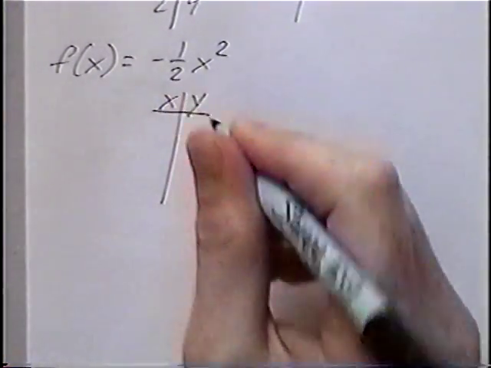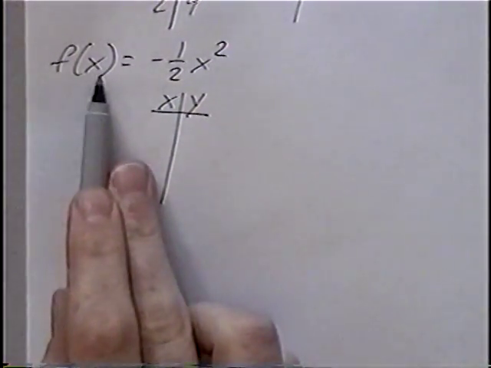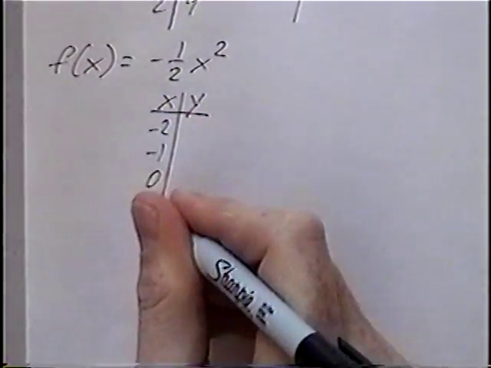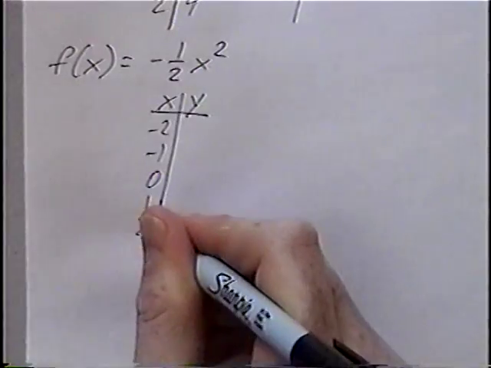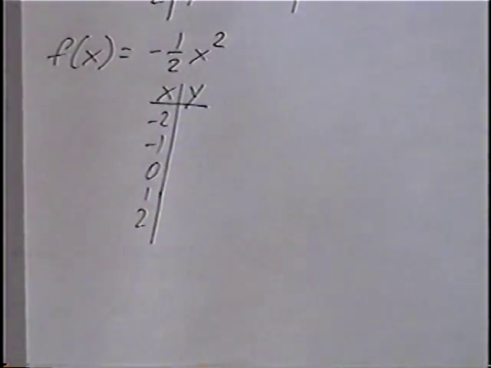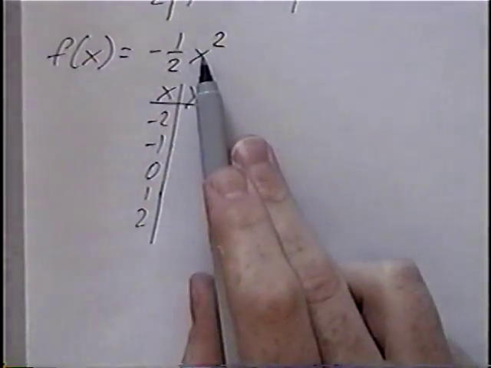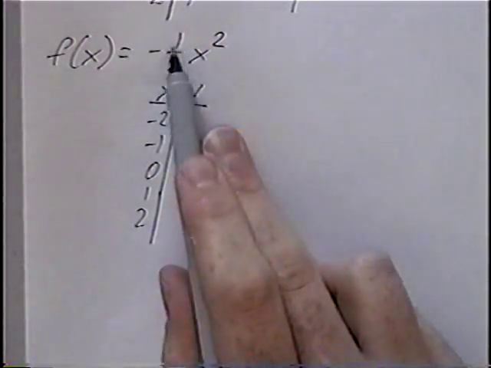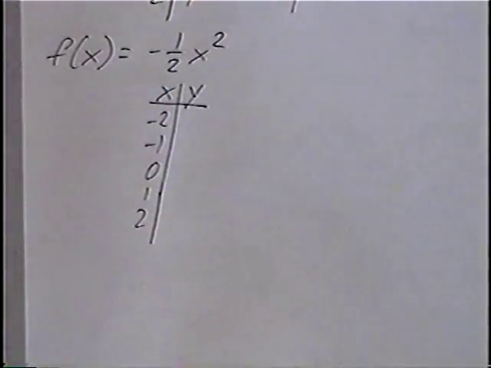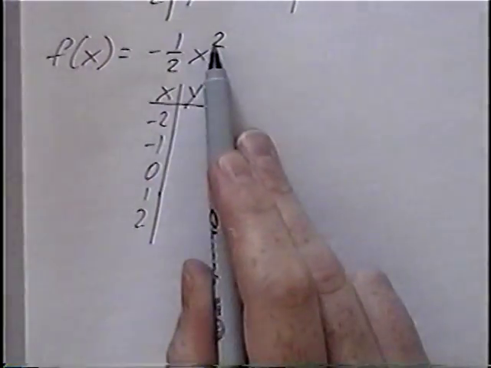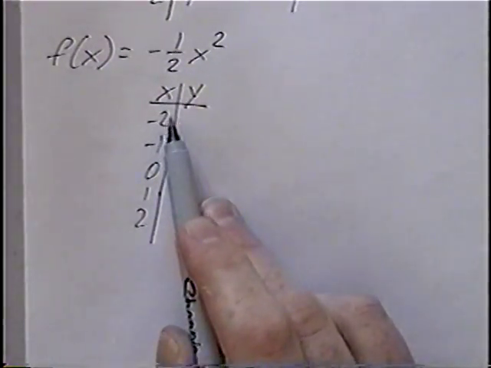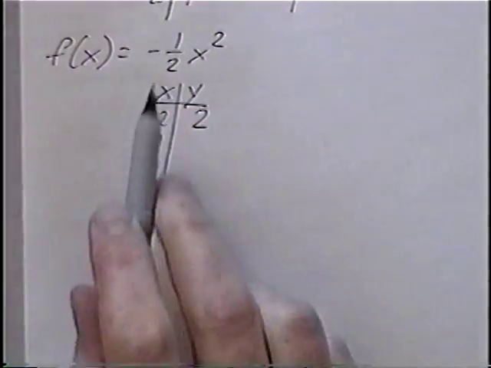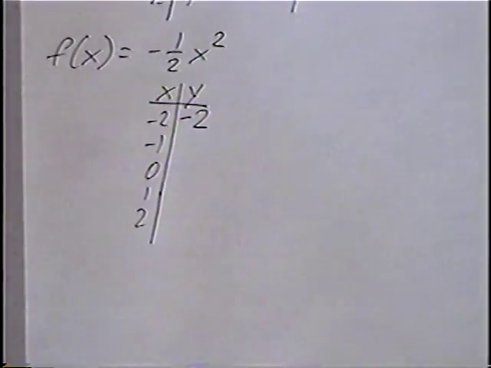X and y. Y again is the same thing as f parentheses x. And we'll use the same numbers, negative 2 down to positive 2. This time when we plug the numbers in, we'll square the numbers first, and then we're also going to multiply by negative 1/2, or take half the number and then make it negative. So negative 2 squared, negative 2 times negative 2 would be positive 4. Half of that 4 would be 2, and we're multiplying by negative, so it would be negative 2.